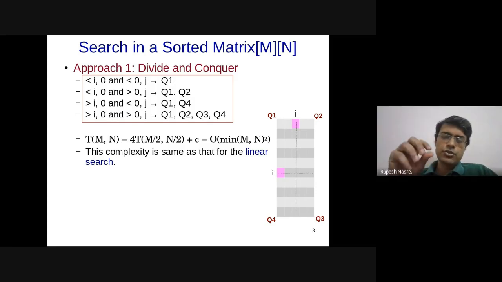Yeah. See, the issue that comes up is that you will be able to discard one row or one column initially, but as you go along, at some stage you will be stuck. Stuck meaning you won't be able to discard. I mean, you will have to split it as, let's say, quadrant 2 and quadrant 4.